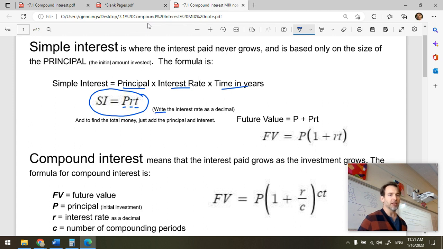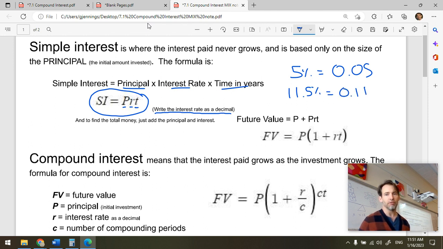When we're working with this, it's important to write the interest rate as a decimal. So suppose the interest rate is 5%. As a decimal, that would be 0.05. That's 5/100ths, or 5 cents on the dollar. So that's what that would look like. If you were at, say, 11.5%, then that would be 0.115.